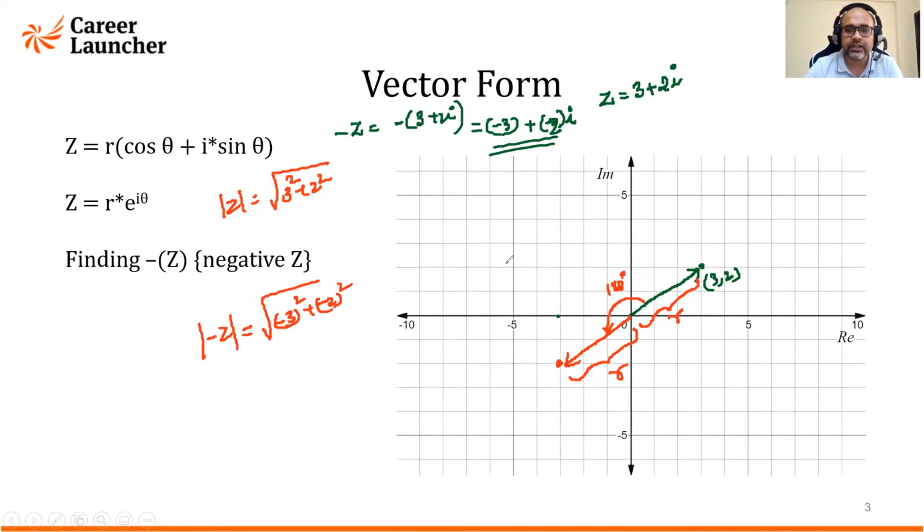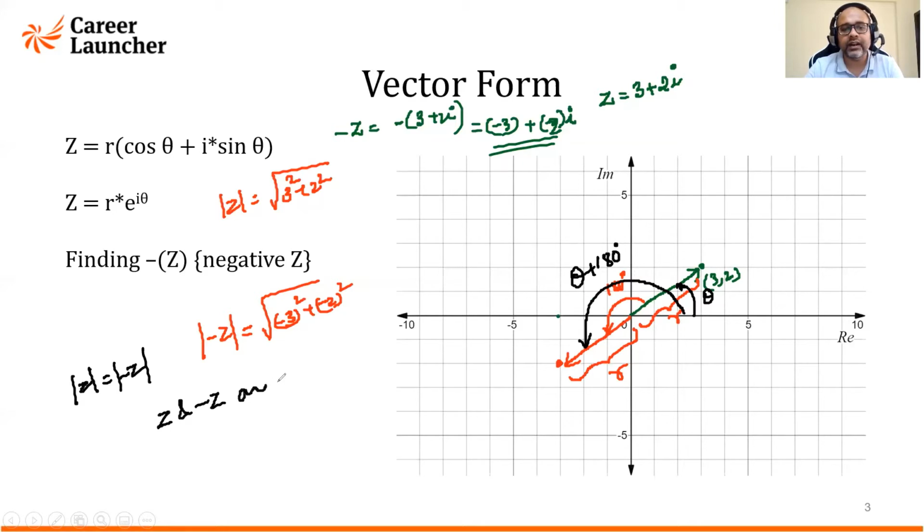The only thing that changes here is the angle. So the original angle of z, this would have been your theta. Now for negative z, the angle will become theta plus 180 degrees. It means the mod of z will be equal to mod of negative z. The other thing you'll notice is z and negative z are mirror images with respect to the origin point, a single point.